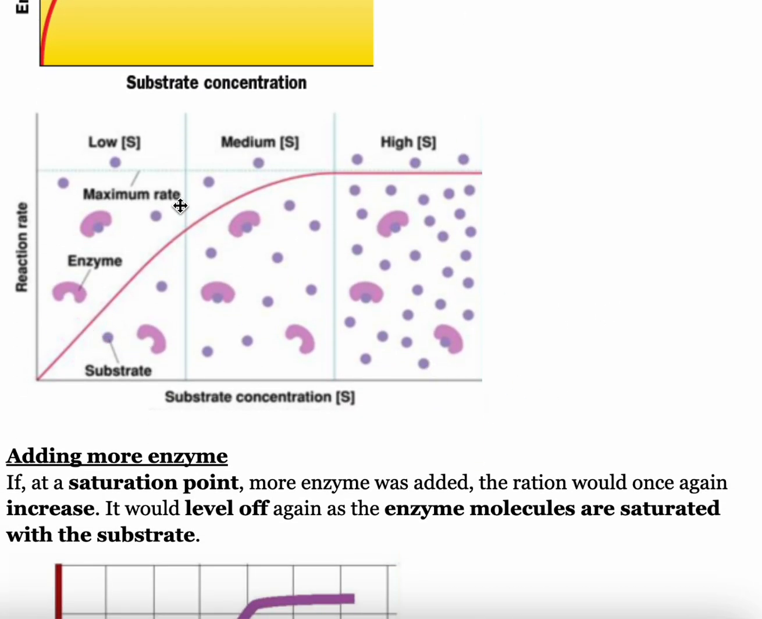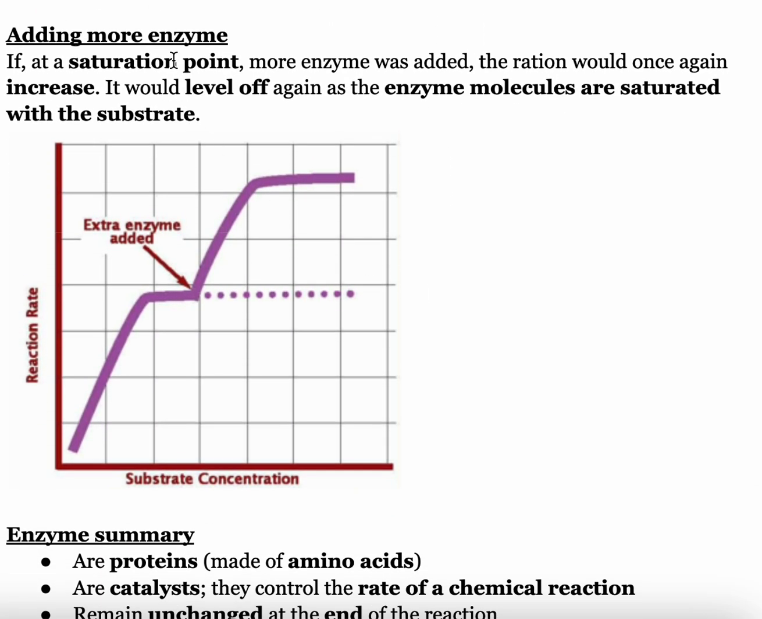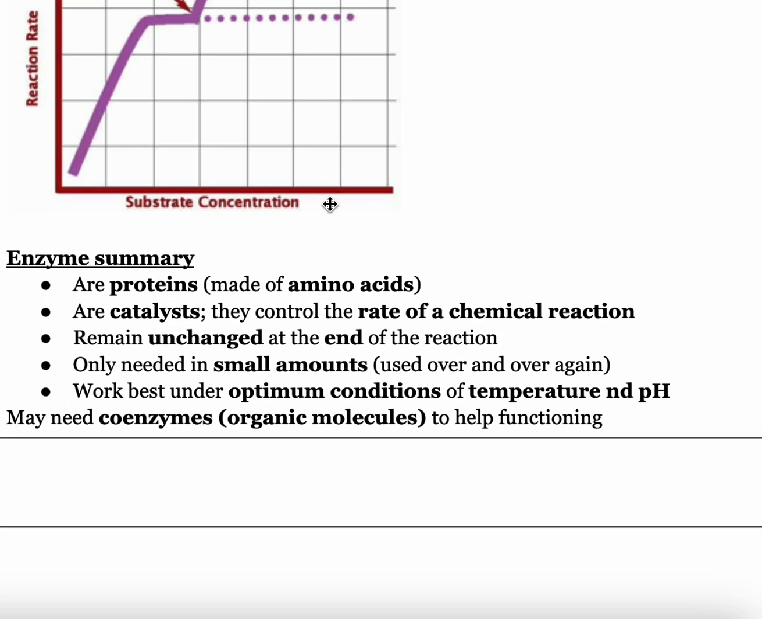So basically, you can see here, there's a good amount, but then there's too much concentration and not enough enzymes. Adding more enzymes: at the saturation point, if more enzymes are added, the rate would once again increase, but then it would level off because it would become saturated again.